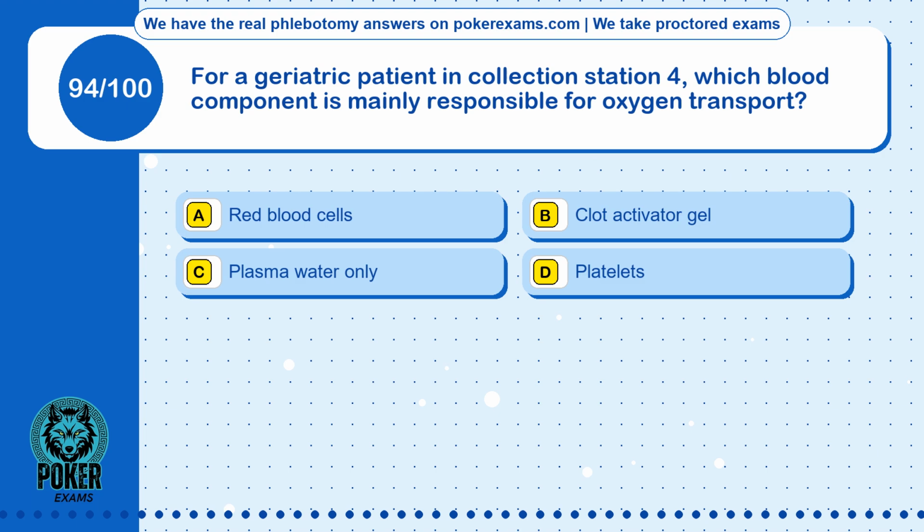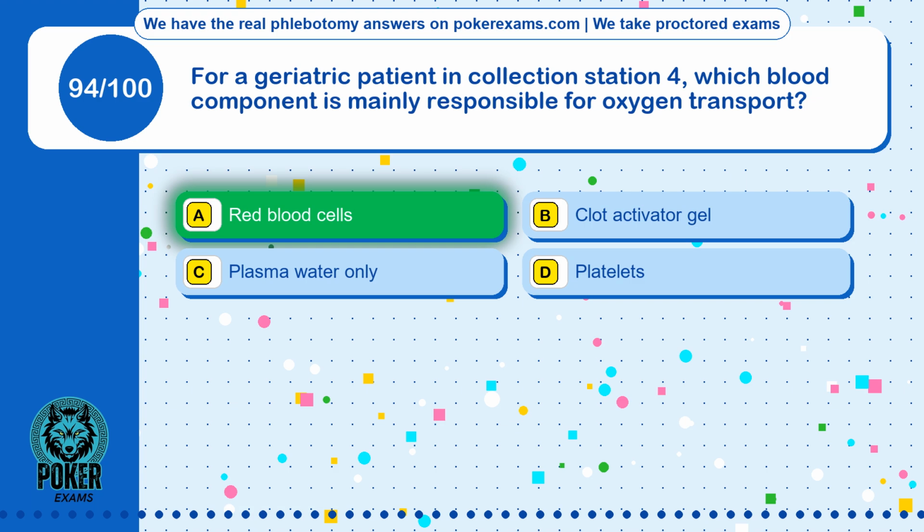Question 94. For a geriatric patient in collection station 4, which blood component is mainly responsible for oxygen transport? Option A, red blood cells. Option B, clot activator gel. Option C, plasma water only. Option D, platelets. The correct answer is option A.